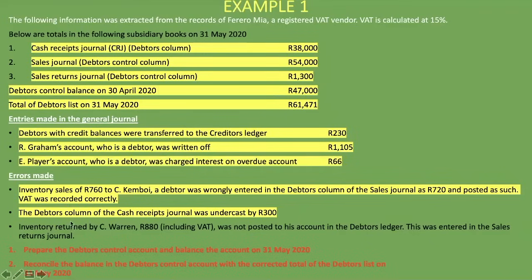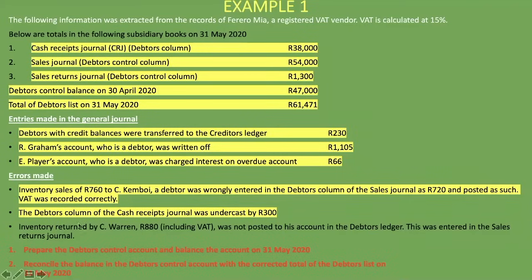We're told inventory returned by C. Warren, 880, including VAT, was not posted to his account in the debtor's ledger. Now, if you pause there, if it was not posted to his account in the debtor's ledger, that means it affects our debtor's list. That means we have to also take account of that. That means we have to deduct it from our debtor's list because inventory was returned by this customer.